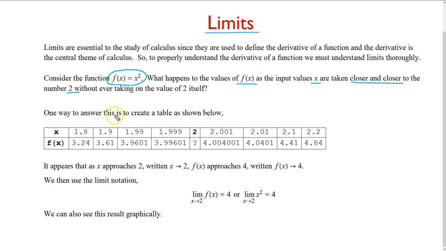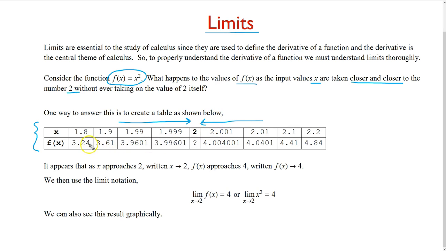One way to answer this question is to create a table, as we have down here. Notice in this table we have x values like 1.8, 1.9, 1.99, 1.999. These numbers are getting closer to 2 from the lower side of 2, or from the left, we say. And then we also have values like 2.2, 2.1, 2.01, 2.001. These values are getting closer to 2 from the upper side of 2, or from the right side of 2.